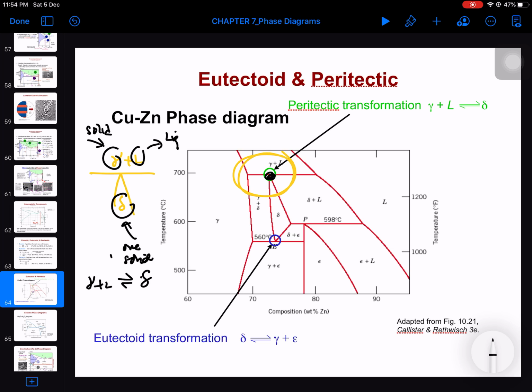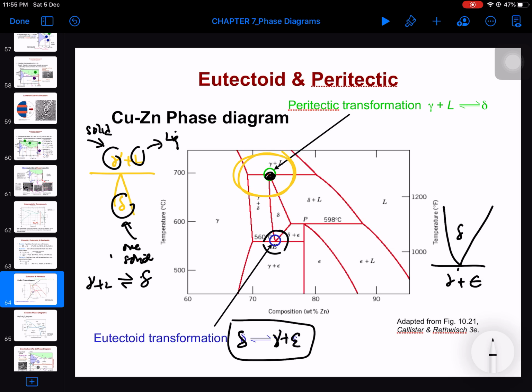And then the other one, we have the eutectoid transformation. If we enlarge the whole thing here, down here is the gamma plus epsilon, and here is the delta. If you write down the reaction, it's delta upon cooling, and upon heating it becomes gamma plus epsilon. So this is the eutectoid composition and this is the peritectic composition.